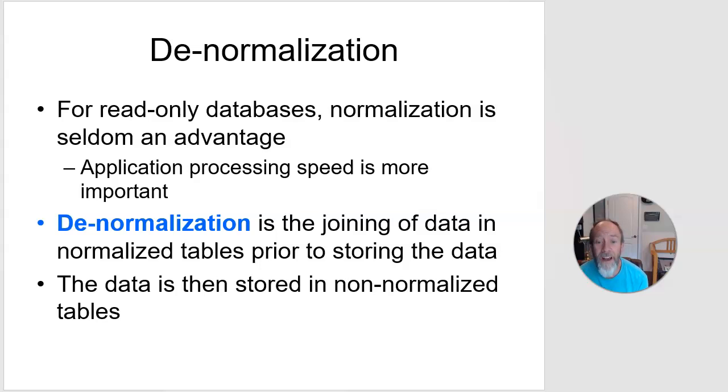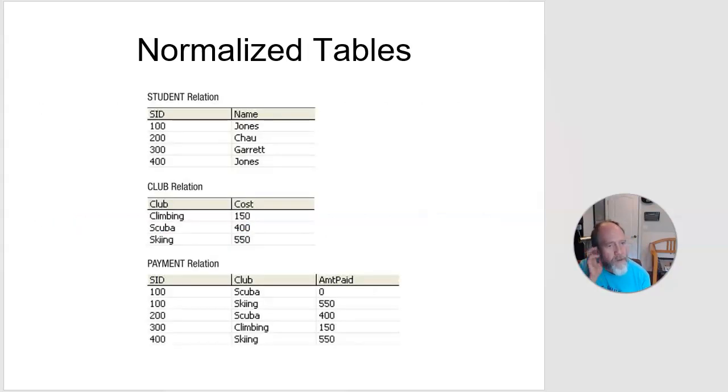They're stored in non-normalized tables. Now, how do you make a decision in read-only databases? What level of normalization do you want in those in the database? So let's say we've got these normalized tables, three of them.